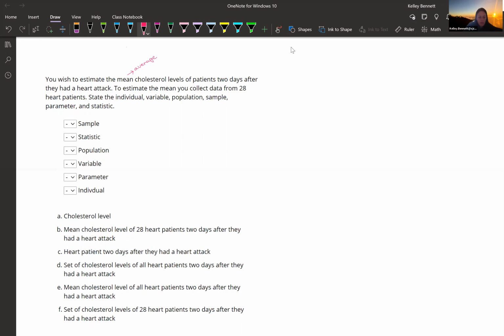And that's probably the only one, right? So this is the only one that's a who, a heart patient 2 days after they had a heart attack. Okay, so this is going to be our individual. Who are we measuring or observing? Heart patients or a heart patient 2 days after they've had a heart attack. So we've got our individual.